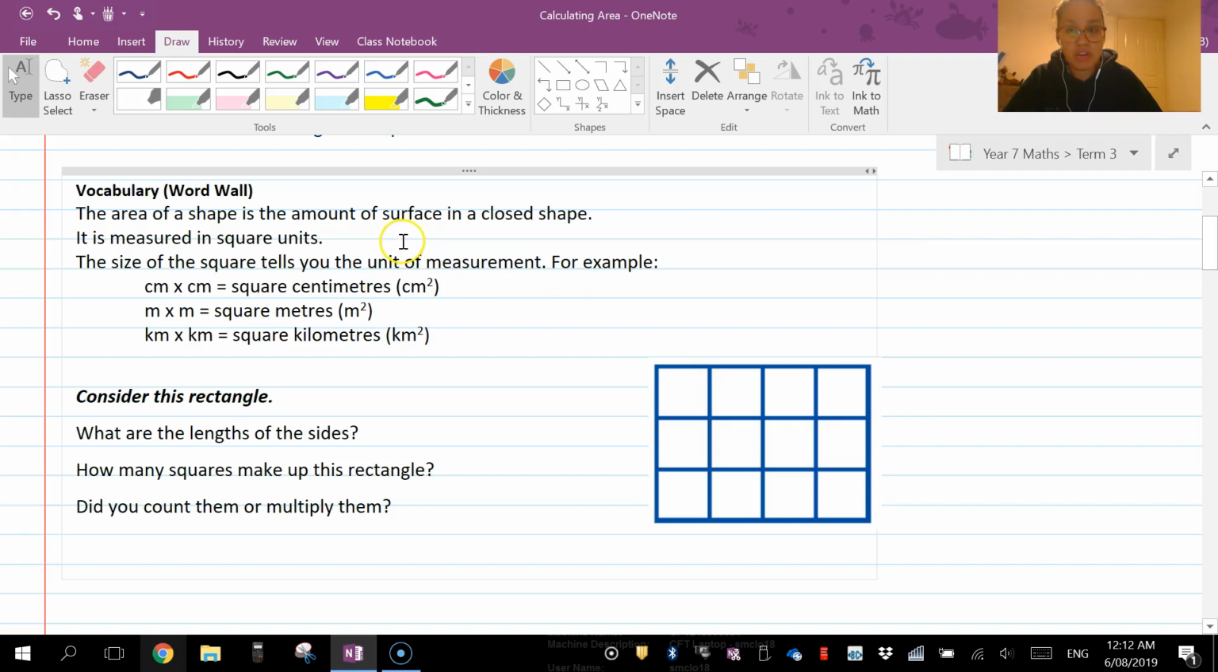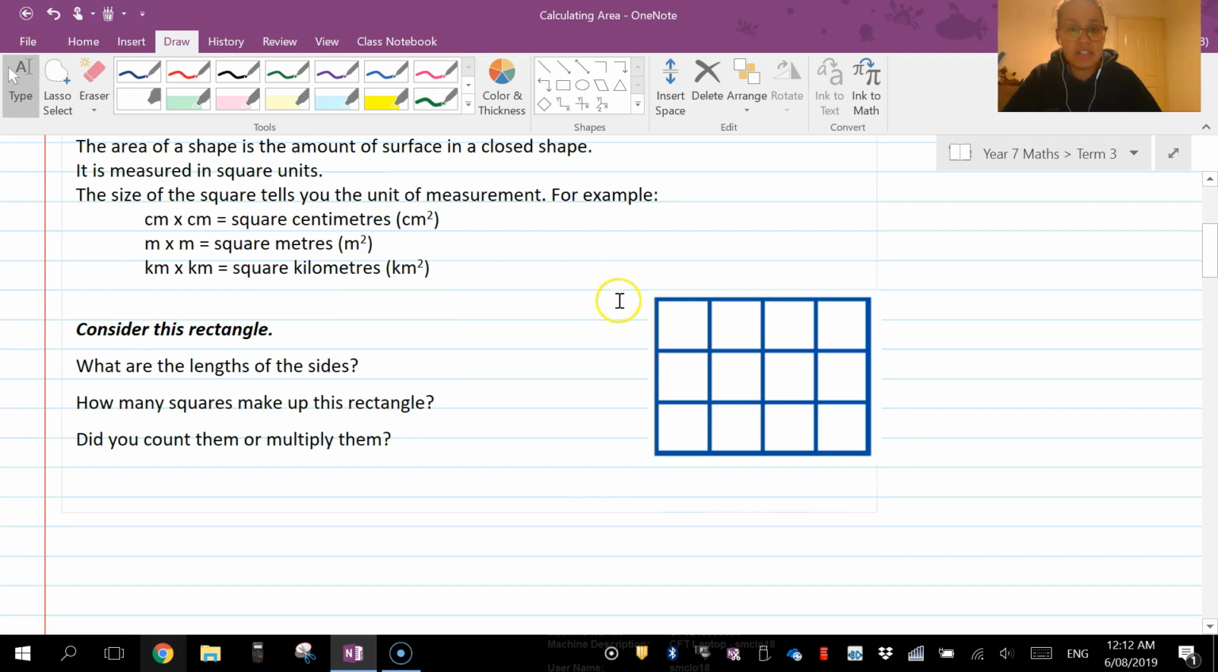It's measured in a square unit. So the size of the square tells you what the unit of measurement is. For example, if you had a centimeter square, it would be 1 centimeter by 1 centimeter. Meters and kilometers too. So the bigger the unit, the larger the area.